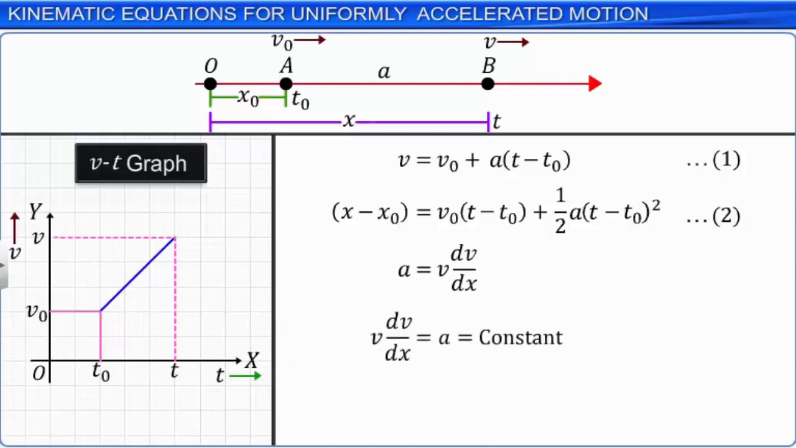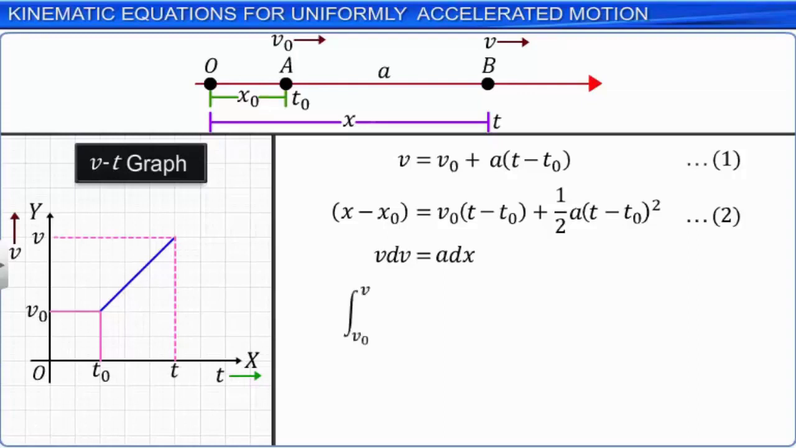Integrating both sides, we get the integral from v₀ to v of v dv is equal to a times the integral from x₀ to x of dx. This is equal to ½(v² − v₀²) equals a(x − x₀). Rearranging the equation, v² is equal to v₀² + 2a(x − x₀). This is equation 3 of motion.